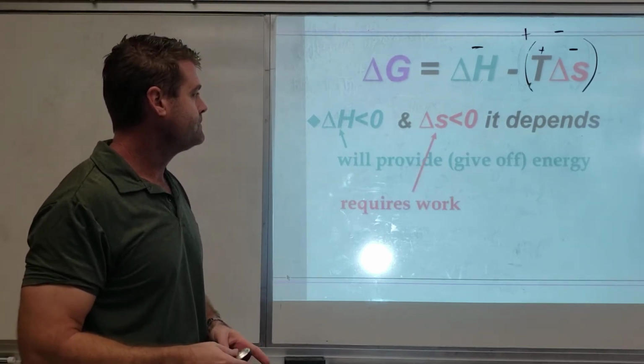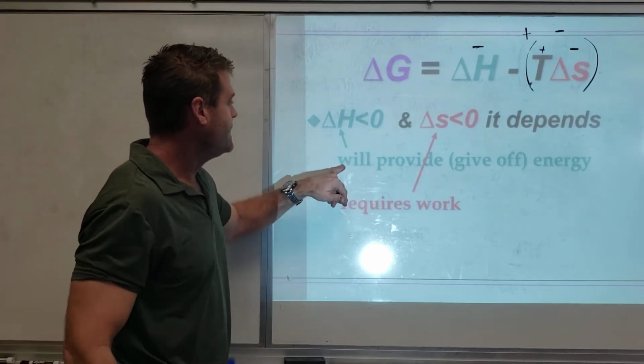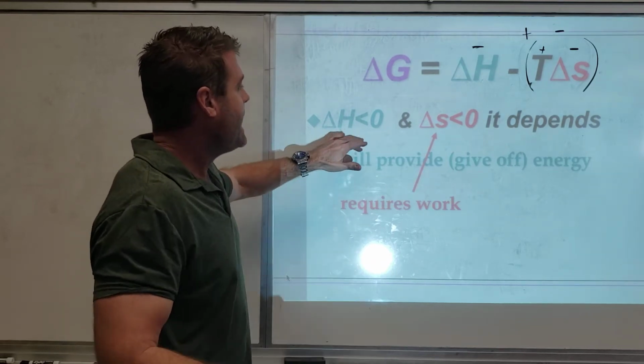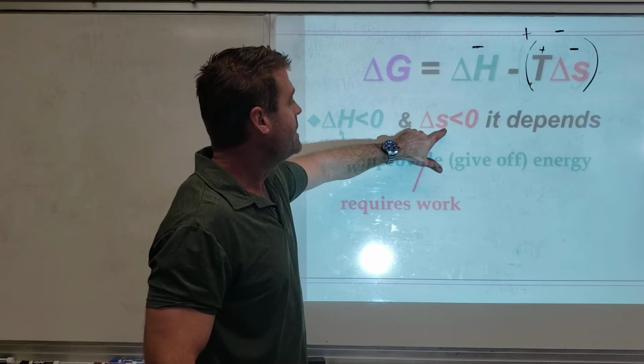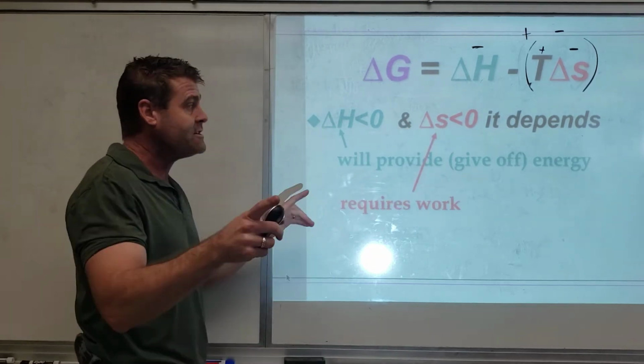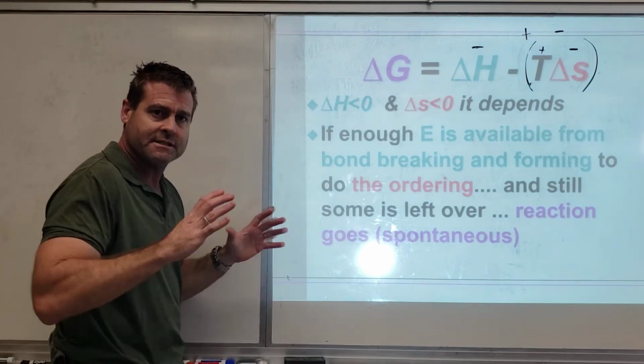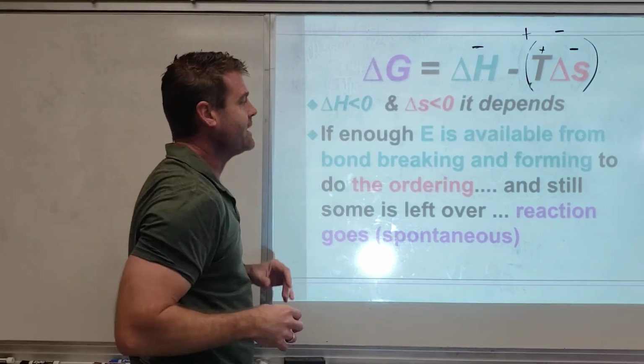So you guys see in this situation, this provides, it's exothermic, gives off energy, and in this situation, to make something more ordered requires energy. So when will it occur? Because this is important to know. This kind of helps us understand when these two factors are in conflict.